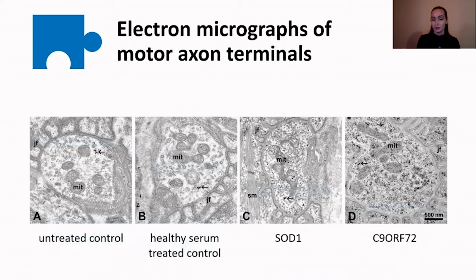In this slide, I would like to show you some electron micrographs of motor axon terminals. At the left, we can observe 2 healthy synapses, one from the untreated control group and one from the healthy serum-treated group. We can observe that there are only a few electron-dense deposits, which represent calcium, and mitochondria are well structured. If we take a look at the right, there are synapses from the ALS serum-treated groups, and if we compare this with the control groups, we can observe that there is an elevation in electron-dense deposits, and the mitochondria are swollen and damaged.